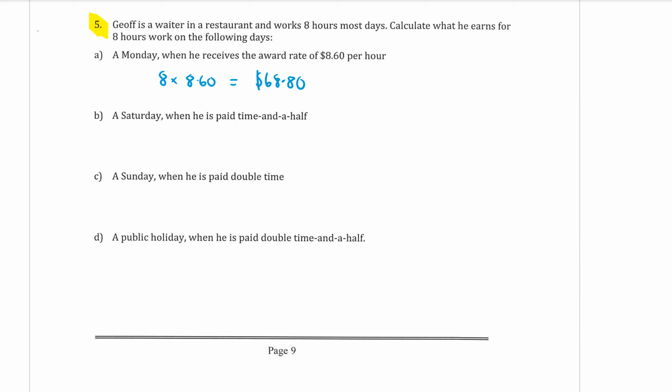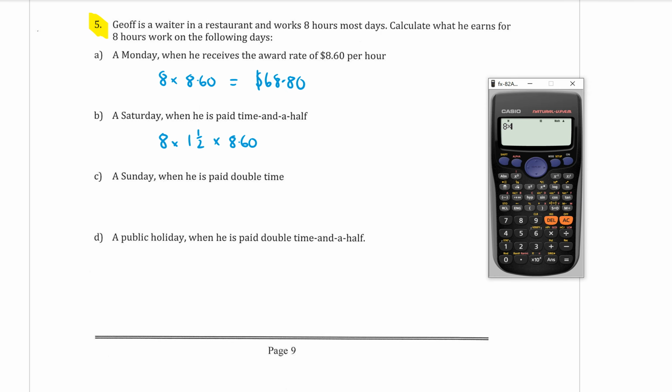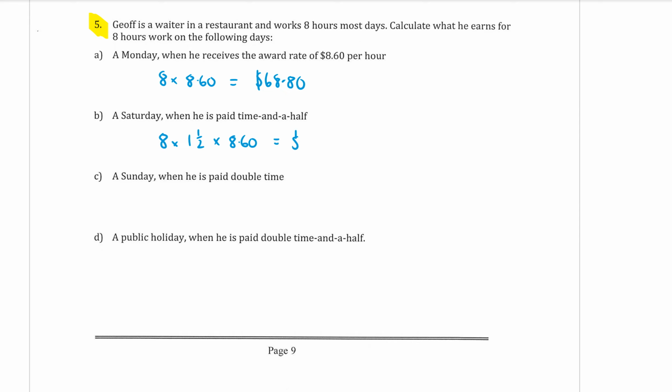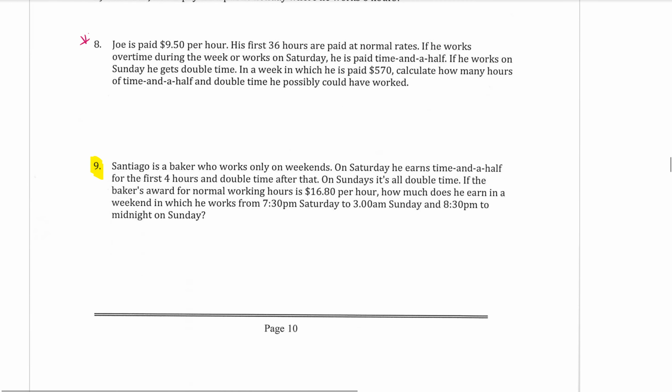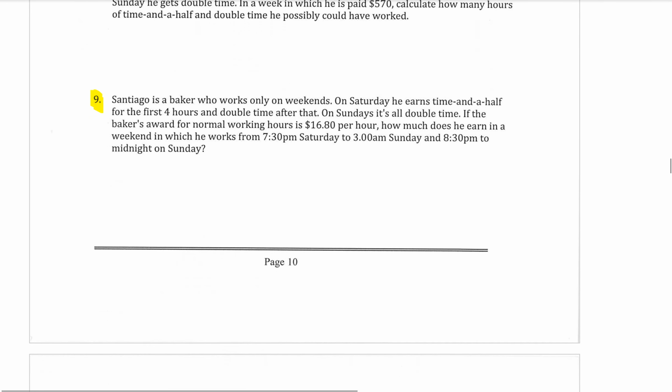Okay, a Saturday when he's paid time and a half. So he's doing 8 hours, but he's getting paid time and a half, and then I times it by $8.60. 8 times time and a half times $8.60. $103.20. Okay, so that's probably enough of those. Let's skip down the bottom here. So 8 is a challenge question. It's quite tricky.